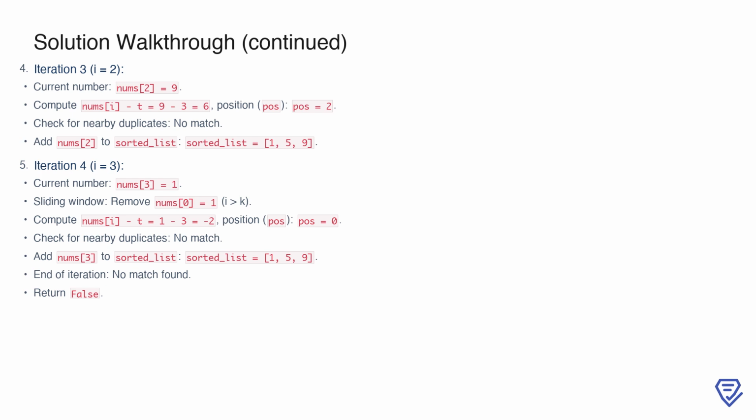Finally, for nums[3], which is 1, the sliding window condition now applies because i is greater than k, so we remove nums[0], which is 1, from the sorted list.